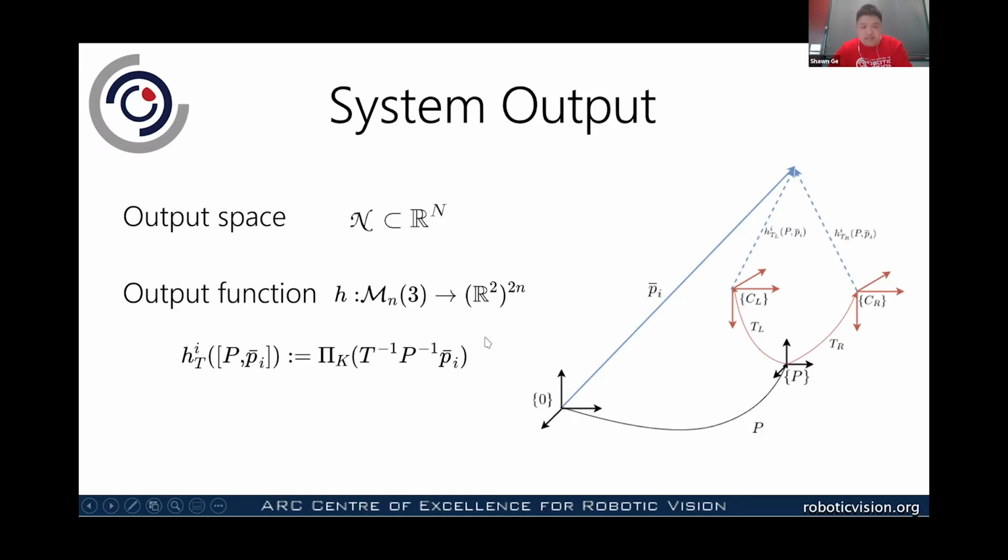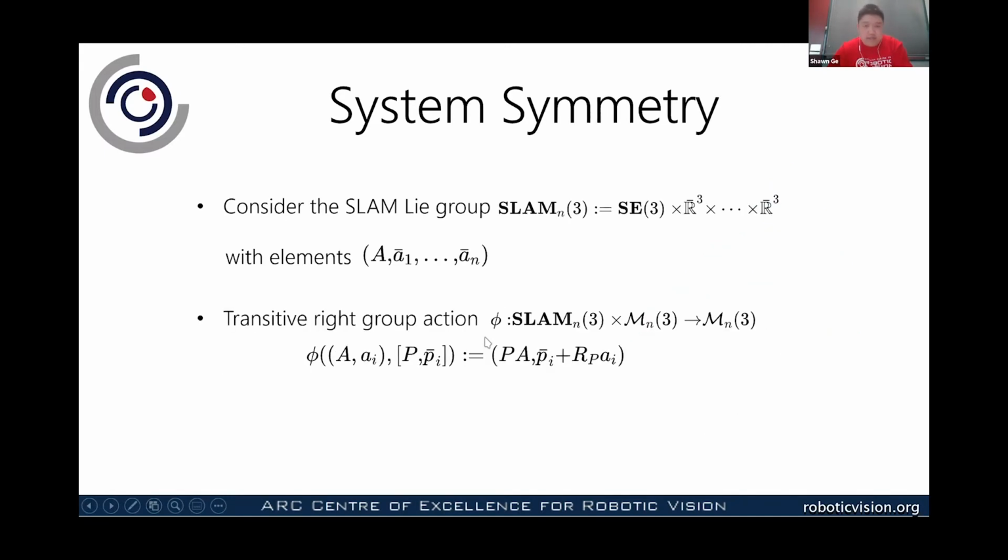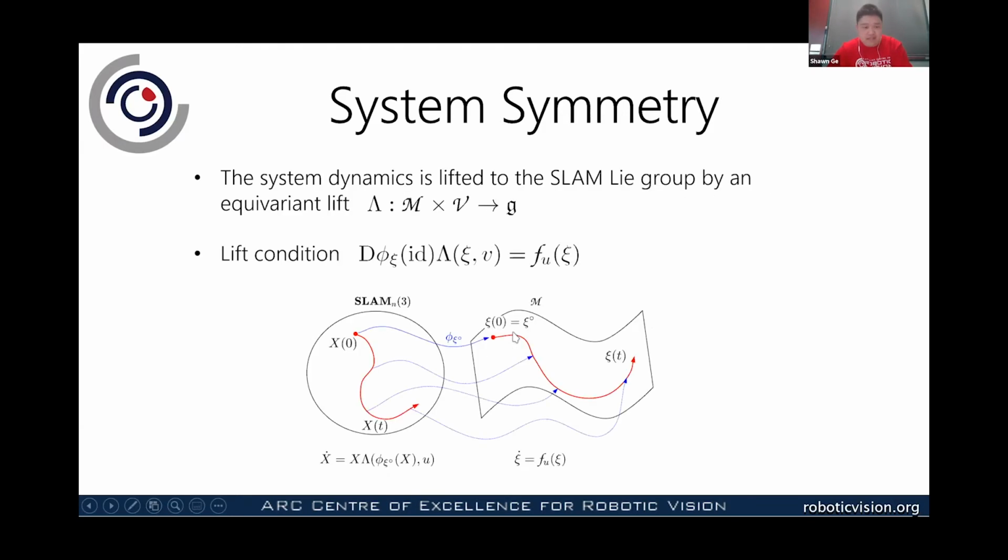Then let's talk about the system symmetry. On the SLAM manifold, there exists the SLAM Lie group with a transitive right group action phi. So we lift the system dynamics to the SLAM Lie group using an equivariant lift. The lift is a map from the SLAM manifold and the input space to the Lie algebra of the group. And it needs to satisfy the lift condition, which tells us that the dynamics defined by lambda on the group project back down to the dynamics on the manifold.